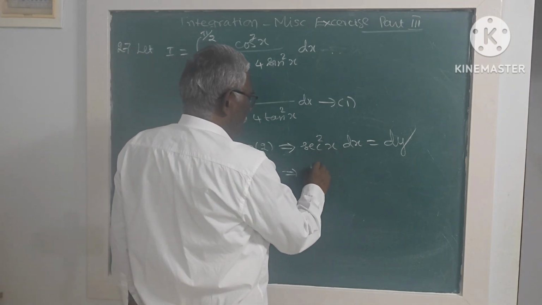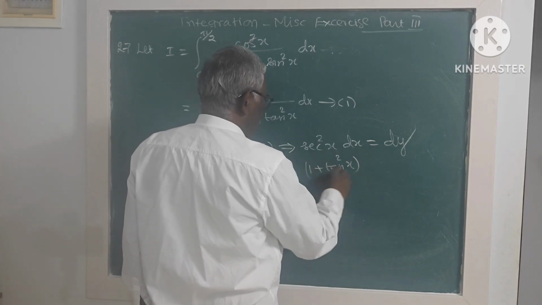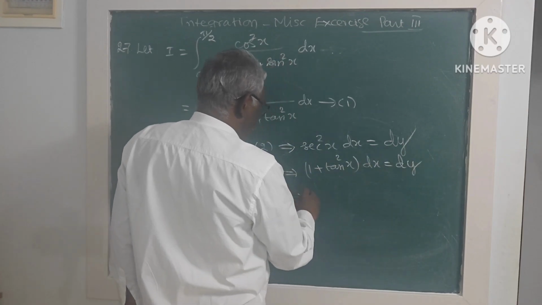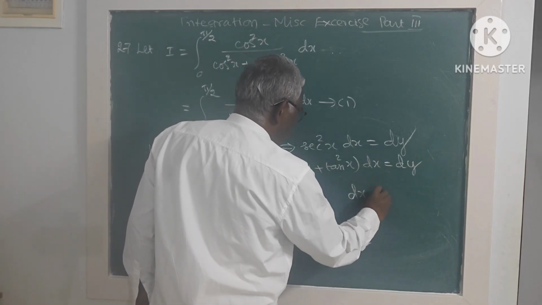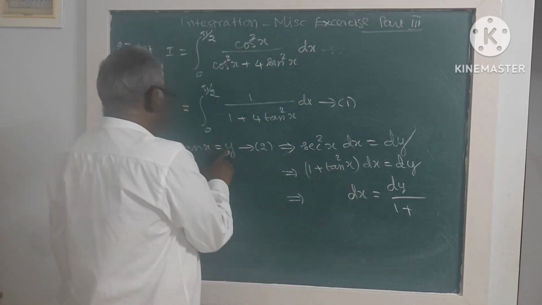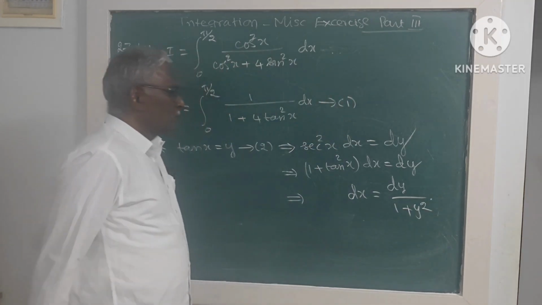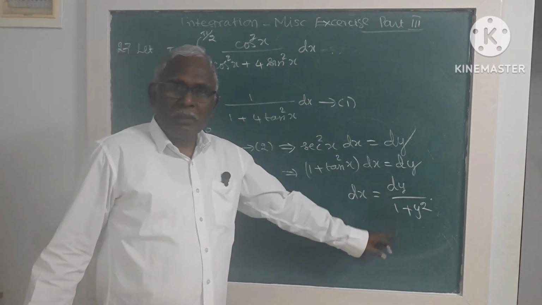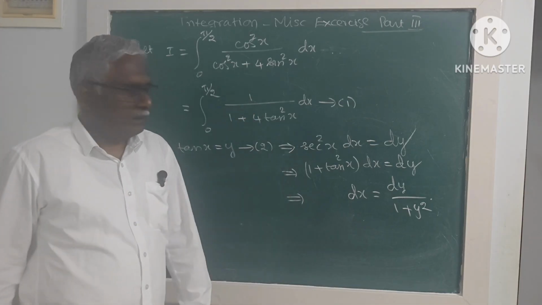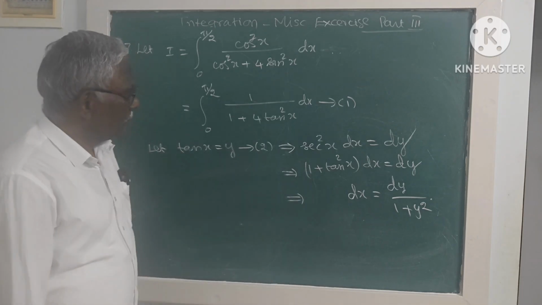Secant square x is what? 1 plus tan square x. This gives the value of dx is dy by 1 plus tan square x, and tan x is y, so it will be y square. Now dx is dy by 1 plus y square. This becomes 1 by 1 plus 4 y square, tan x is y. So we can take like this.